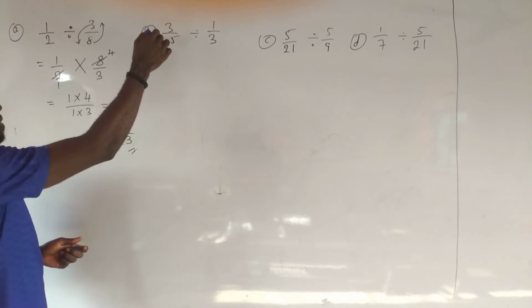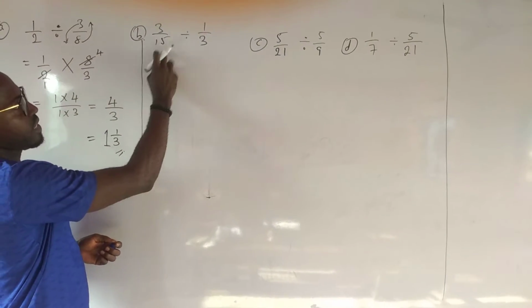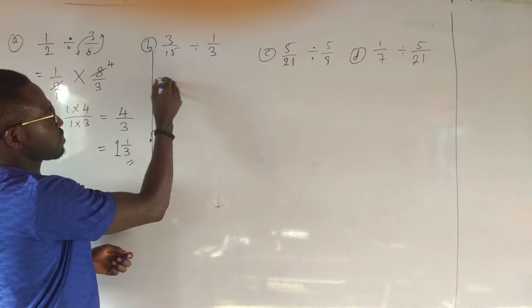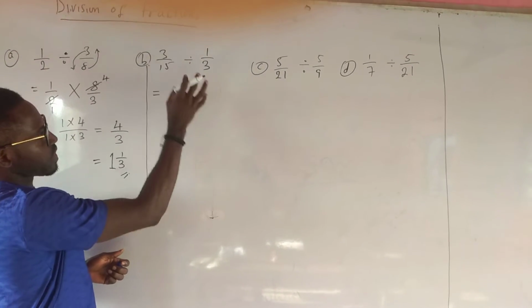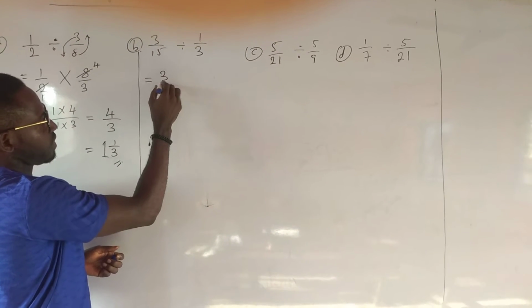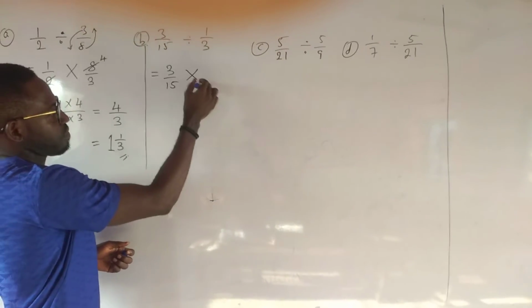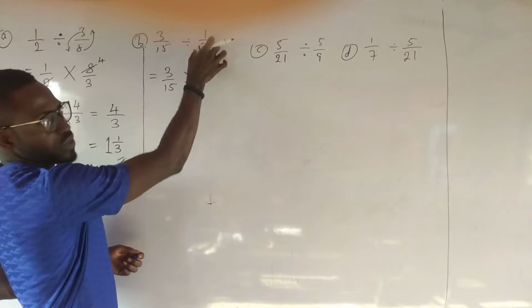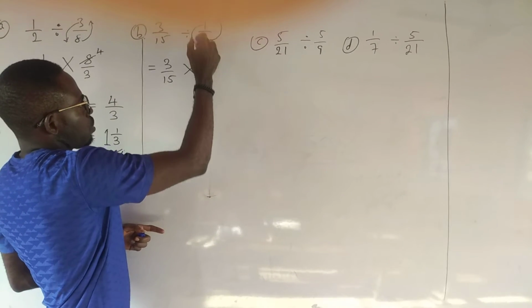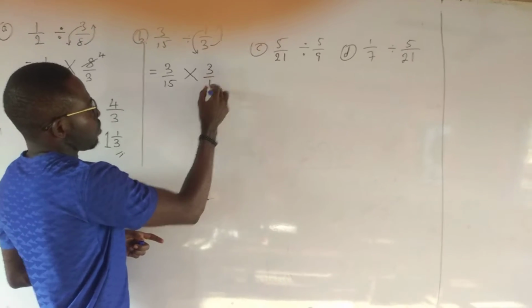So let's look at the second example here. We have 3 over 15 divided by 1 over 3. So from your end there, let us use the sum. Two fractions and a sign. First fraction says, leave me alone. So we are leaving this one alone. Sign says, change me. You have changed it. Second fraction says, turn me around. So 3 will go up, 1 will come down. So this is 3 over 1.